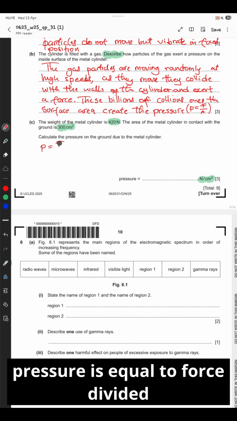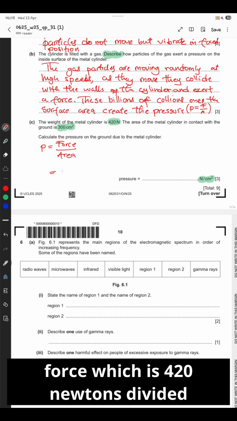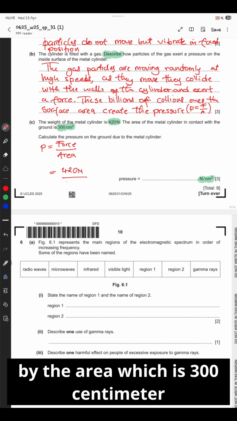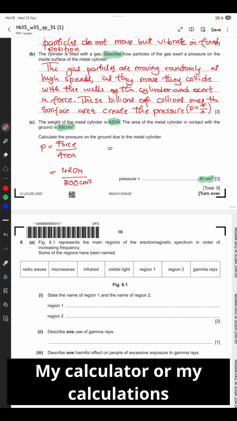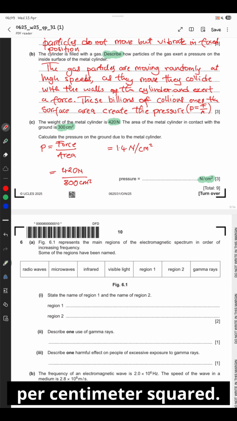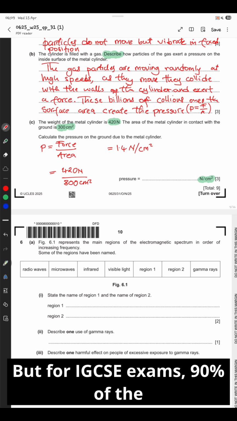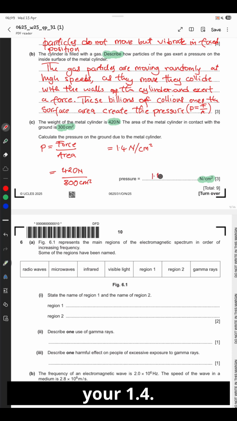Pressure is equal to force divided by area. And then we can replace in our equation and say force, which is 420 newtons, divided by the area, which is 300 centimeters squared, which is basically 42 divided by 30. My calculations are saying the pressure is 1.4 newtons per centimeter squared. But for IGCSE exams, 90% of the time the units are given. So here all you do is you write your 1.4.